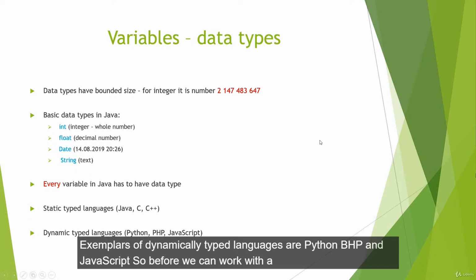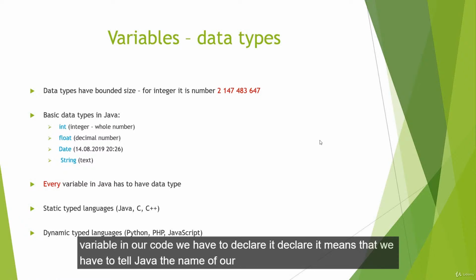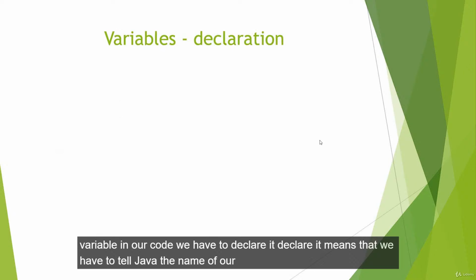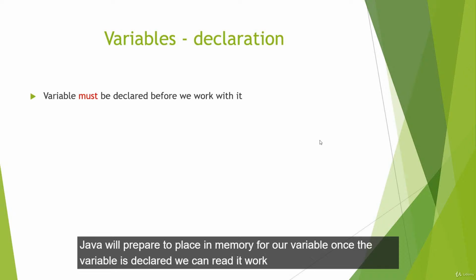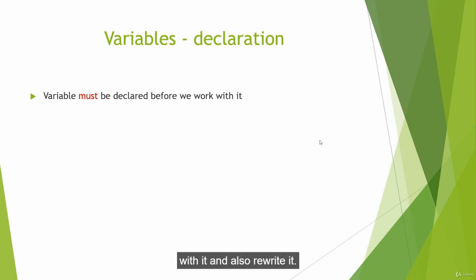So, before we can work with a variable in our code, we have to declare it. Declare means that we have to tell Java the name of our variable and also the data type of our variable. Based on this information, Java will prepare the place in a memory for our variable. Once the variable is declared, we can read it, work with it, and also rewrite it.